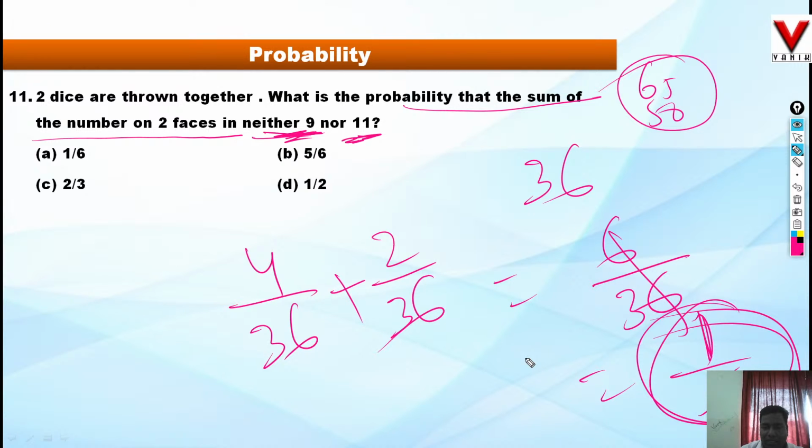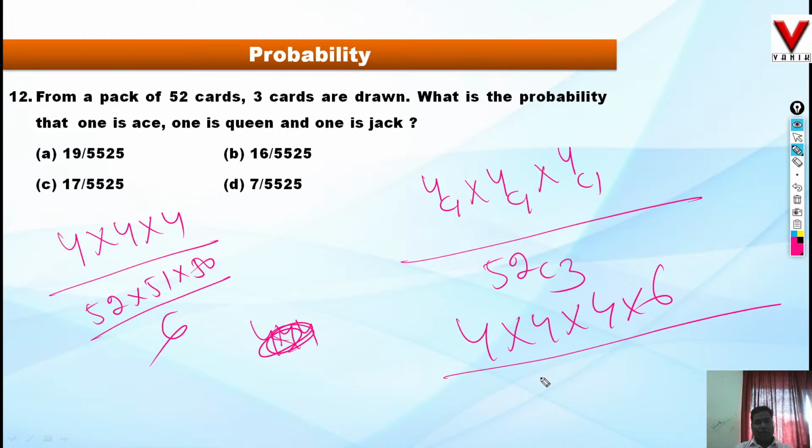Question number 12. From a pack of 52 cards, 3 cards are drawn. What is the probability that 1 is ace, 1 is queen and 1 is jack? There are 4 aces, 4C1. 1 is queen, 4C1. 1 is jack, 4C1. Divided by 52C3. Then I write here 4 into 4 into 4. 52C3 means 52 into 51 into 50 divided by 3 factorial, which is 6. In the next step you will write 4 into 4 into 4 into 6 divided by 52 into 51 into 50.